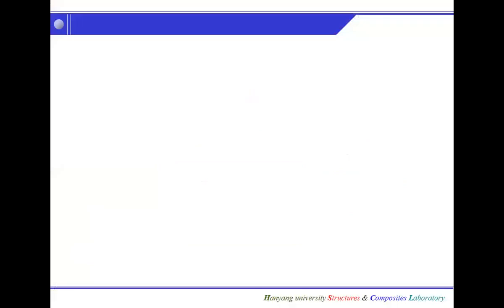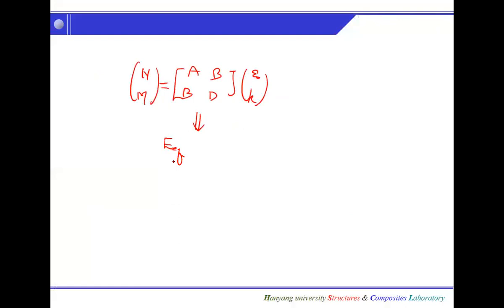I don't have a slide for this, but let's say we have epsilon zero, curvature, and A, B, D, N and M. Last time we went through how to calculate the equivalent stiffness, right? Young's modulus. And now we like to know how much the bending stiffness of this plate is compared to, often, isotropic aluminum. That's always what the industry company will ask you: how much lighter? So this is what we need to know.